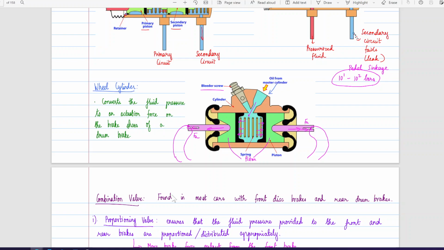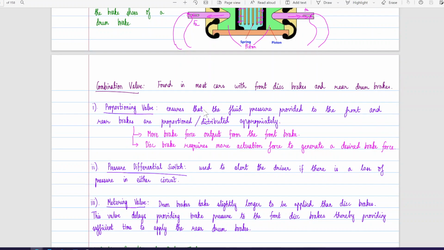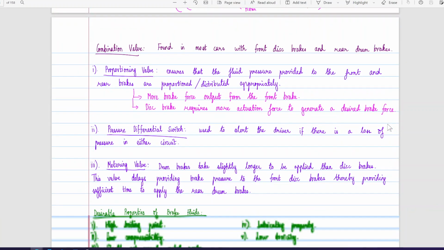Now we may have combination valves which are found in most cars with front disc and rear drum brakes to achieve the same functionality. So let's take a look at the proportioning valve, which ensures that the fluid pressure provided to front and rear brakes are proportional or distributed appropriately. So we want more brake force output on the front brake, and disc brakes also require more actuation force to generate a desired force. So why do we need more brake force output on the front wheel?